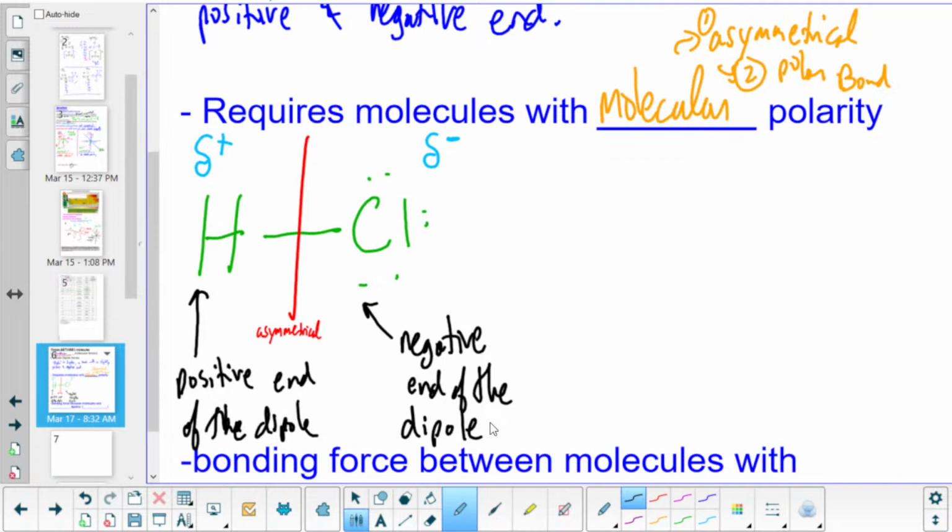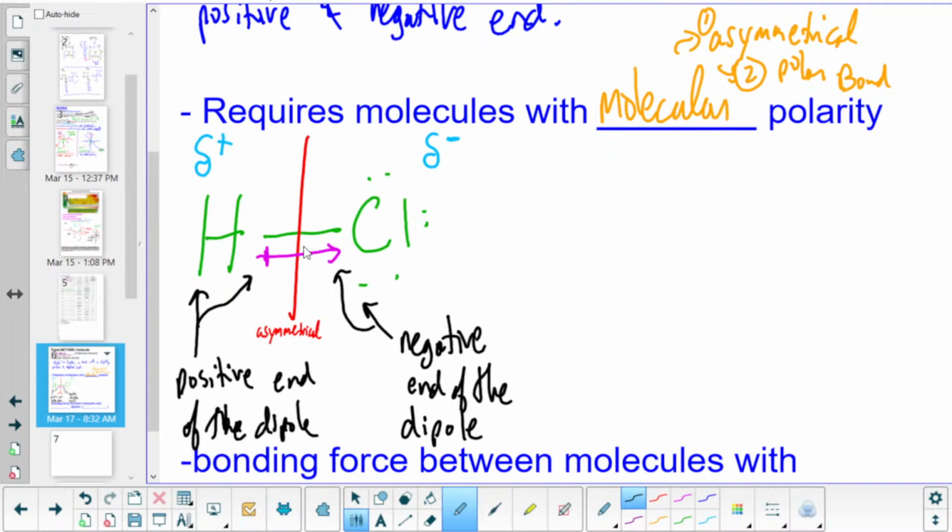And I'm going to show you another symbol. Sometimes we want to show the dipole in the actual bond. We will draw a little plus, and then we'll take an arrow and go like this. That means that's the positive end, and that's the negative end. So if you see an arrow like that on a bond, they're telling you which end's positive and which end's negative.